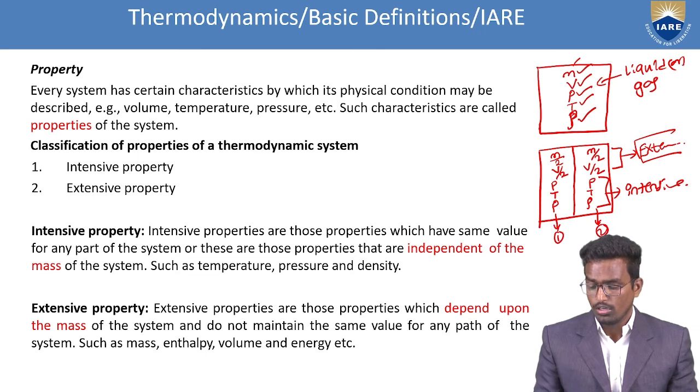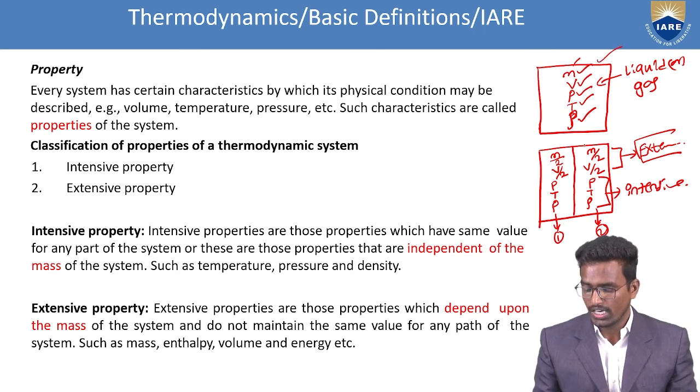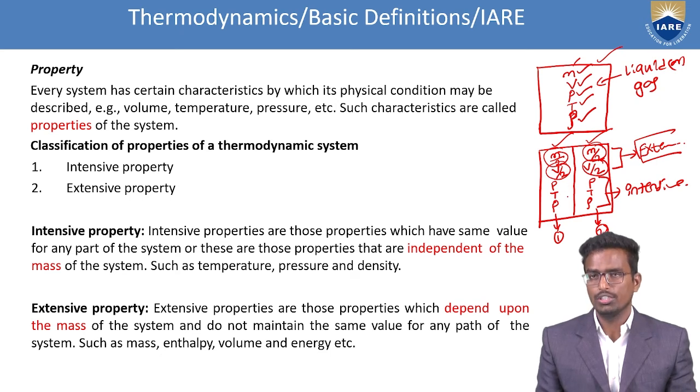So simply, I have a container and I divide it into two parts. After dividing, what happened? Mass becomes equal in both containers, volume becomes equal in both, but pressure, temperature and density are the same in both conditions. These properties, pressure, temperature and density, do not depend on mass or volume. But mass and volume depend on the mass.